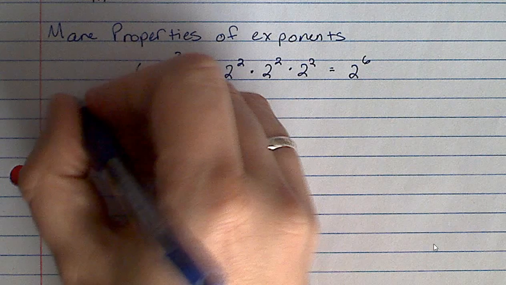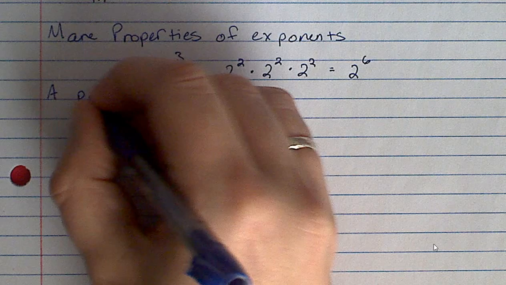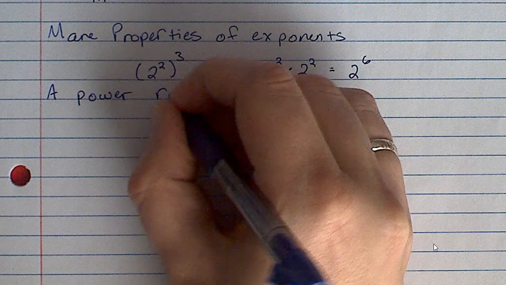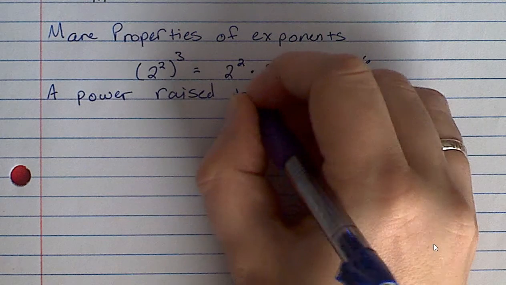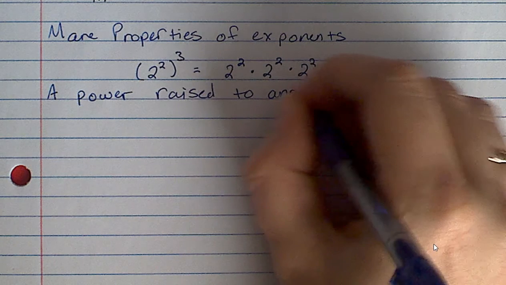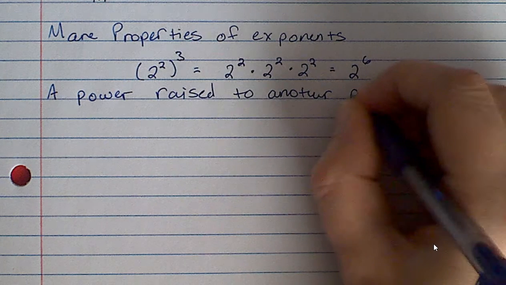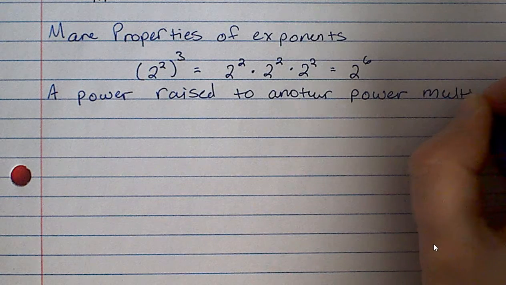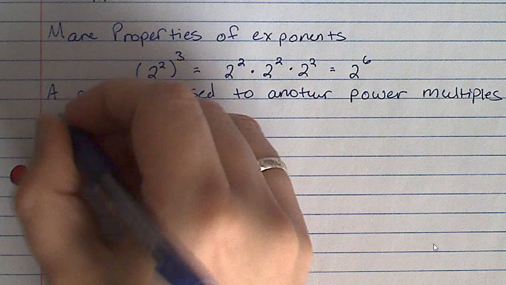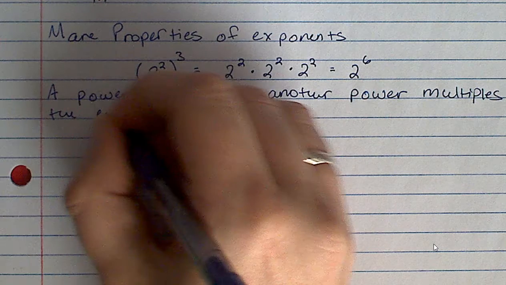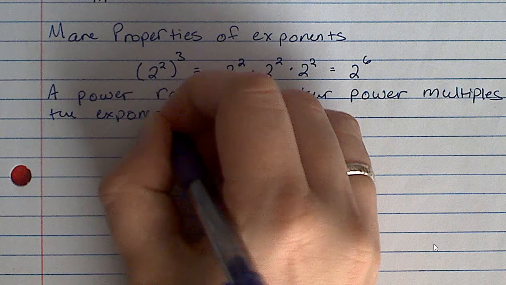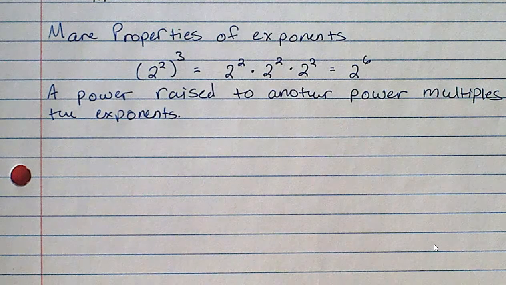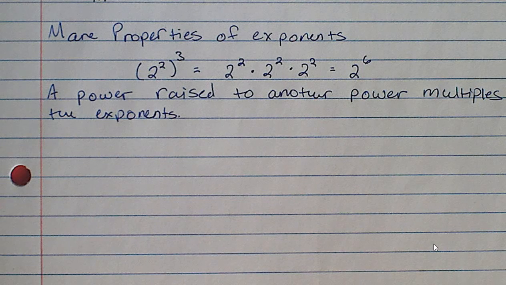So a power raised to another power multiplies the exponent. All right? There's one more rule with this that I need to go over with you guys, and then we'll take a look at a few examples here.